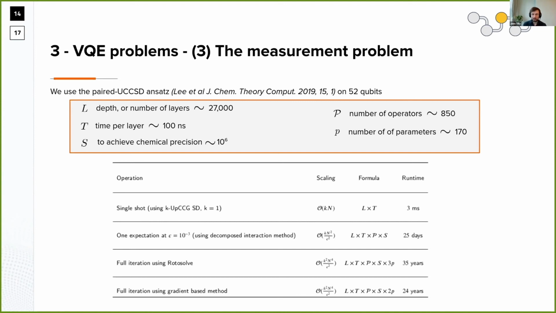And we're going to discuss that very quickly now. Just a quick comment here is that this is just for one iteration of the Variational Quantum Eigensolver, so you need to repeat that probably hundreds of times before you get to convergence. But let's have a look at how this can be addressed.